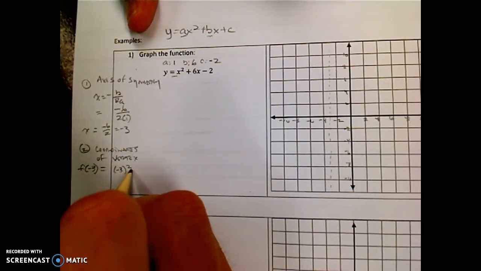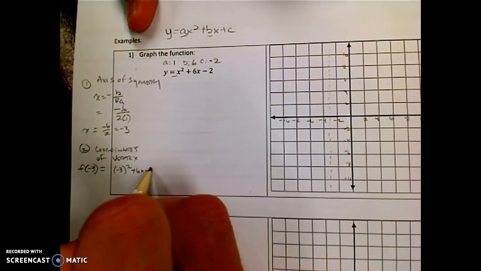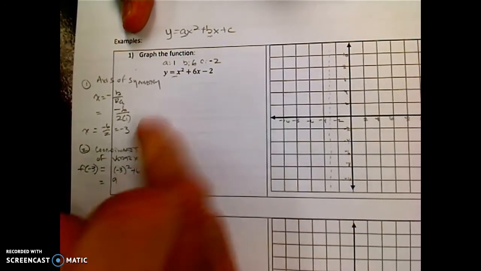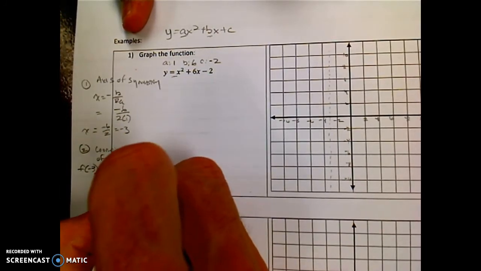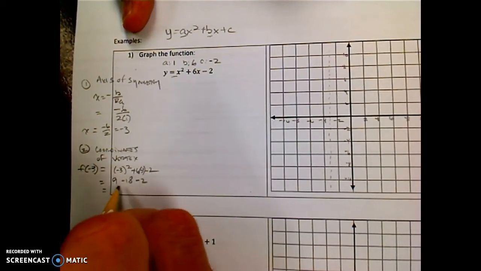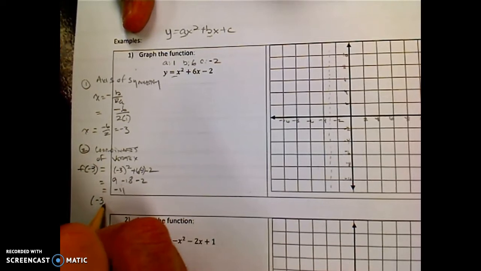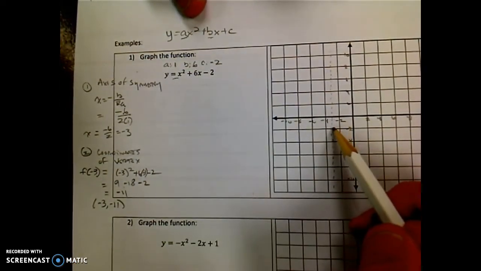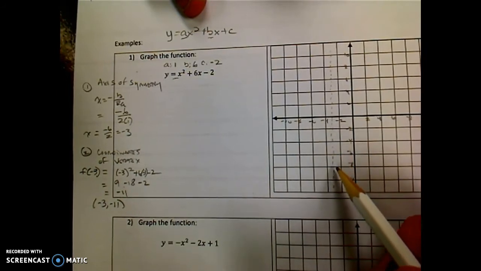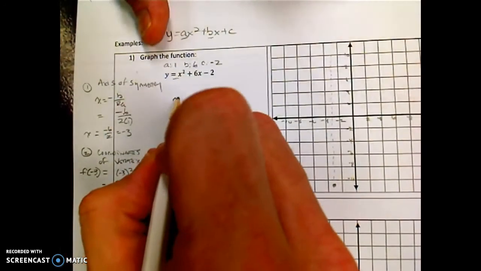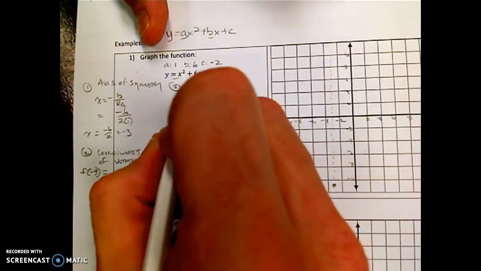So -3 squared plus 6x minus 2. 9 minus 18 minus 2. That's -9 minus 2. That's -11. So my vertex is at -3, -11. I'm going to mark that on my graph right now. -2, -4, -6, -8, -10, -11 is right about there. Now, step 3, table of values.